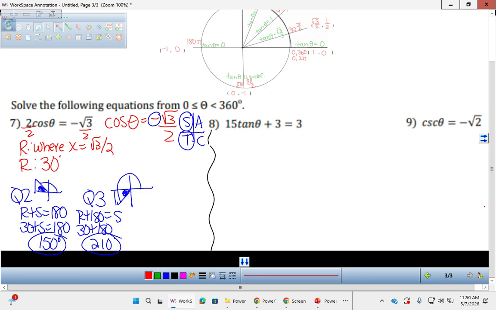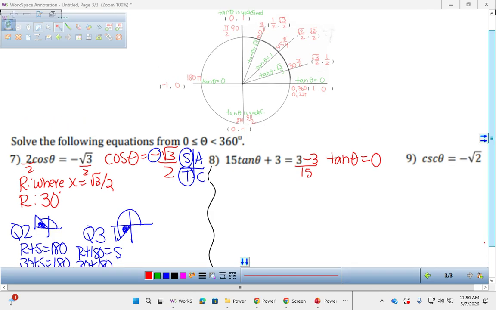All right, if I were to get the trig function alone here, I would subtract 3 and then divide by 15. So I would end up with 0 over 15, which is 0. Tangent of 0, if you look up at my green tangents, is a corner point. Corner points don't have reference angles. So I'm not going to find R. I can't put these in quadrants because a corner point isn't in a quadrant.